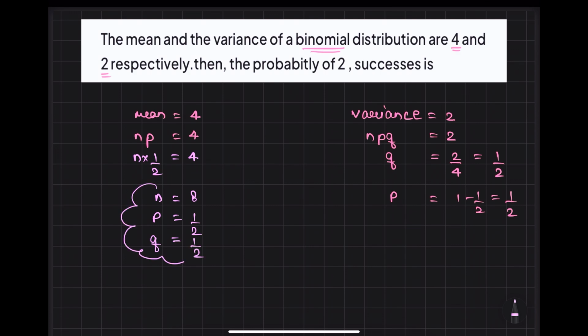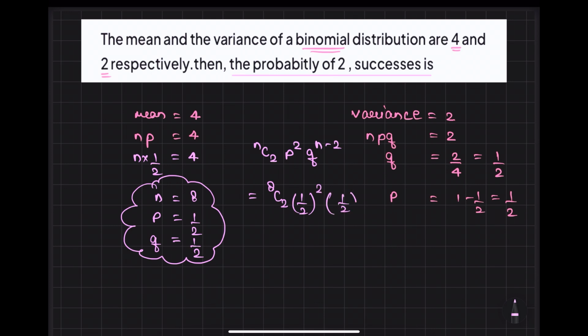Now we have all the necessary information. Now what we have to do? We have to find out the probability of 2 successes. So can I go with NC2, success to the power 2, failure to the power n minus 2, where N is what? 8. So 8C2, P means 1 by 2 power 2. Q is what? 1 by 2, 8 minus 2 is 6.